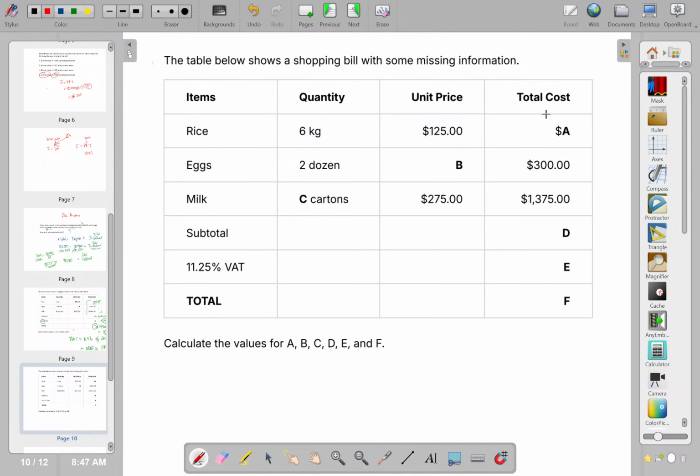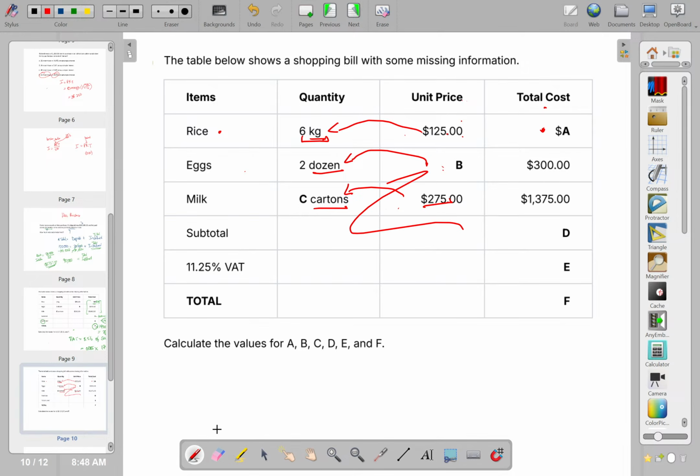Let's figure them out. A, I want the total cost for rice, 6 kilograms. Remember what I said, unit price is the price for each whatever it is in. So this is kilograms, so each kilogram is 125. For each dozen eggs, that's what the unit price represents. And in terms of cartons, for each carton it's going to cost 275, right? So let's make sure we understand that, yeah?